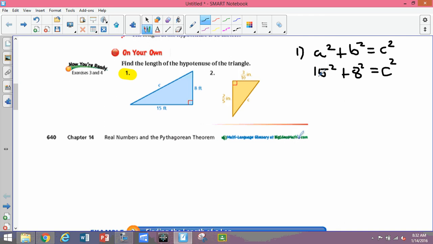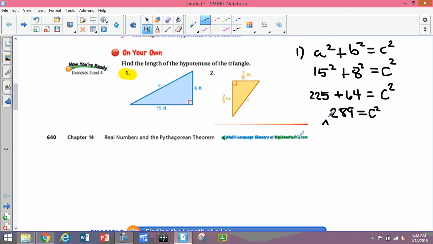So then you have to square your numbers. 15 squared and 8 squared. 15 squared is 225, and 8 squared is 64. Now those perfect squares I made you memorize, that should come in handy. And that equals c squared. Now you have to add the two numbers together. So 225 plus 64 is 289. And that equals c squared.